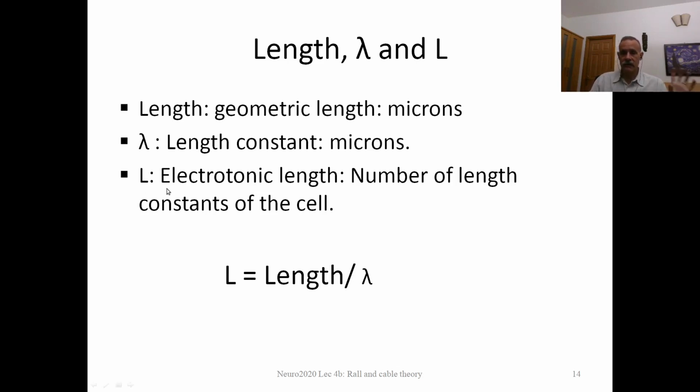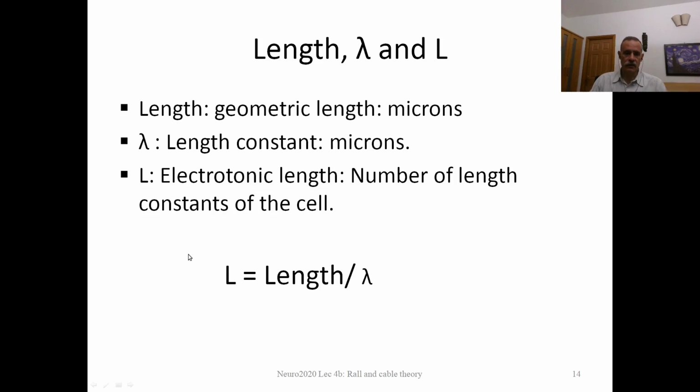Capital L, which is something very, very useful, we'll come back to it a lot, is the electrotonic length. It is the number of length constants in the cell. So in other words, it is the total length of the cell divided by the length constant, and this tells you how many length constants are present in the overall length of the cell.